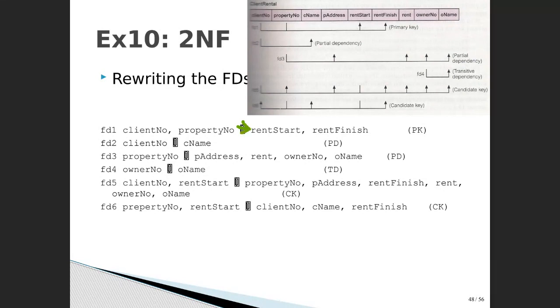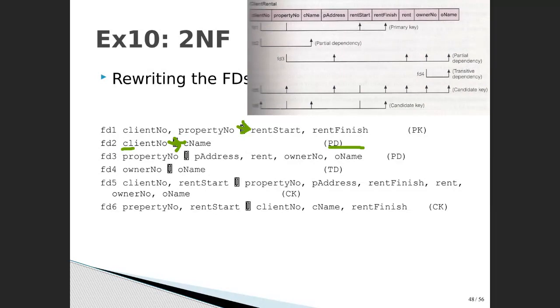Client number plus property number, both are the determinant for rent start and rent finish. This is the primary key. Also, client number will be the determinant for client name, and as I said, this is partial. Put in your mind that most of the time if we have a number and a name, that is partial, because when the number is not there, the name still exists. So it's a partial dependency.